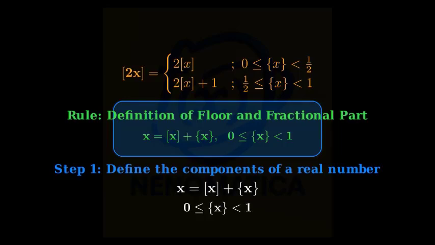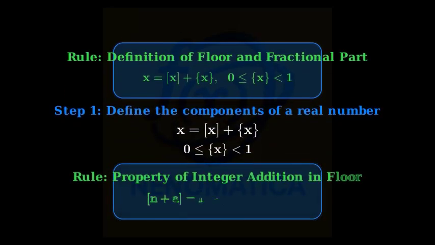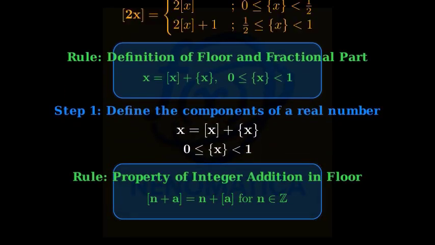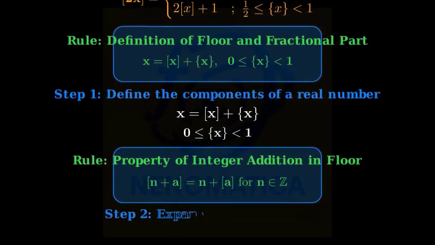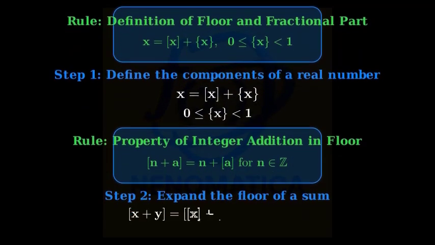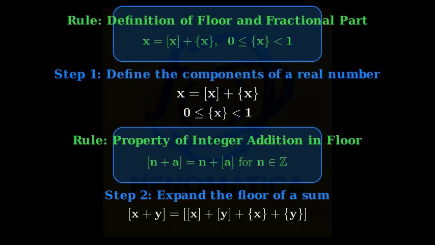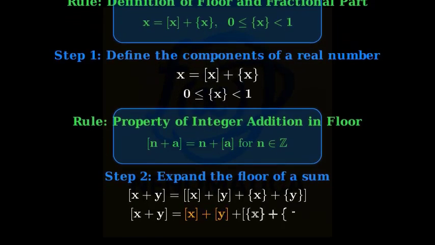fractional part. Step 2. Use the property that adding an integer inside a floor can be pulled out. Show the step title. Then expand the floor of a sum by decomposing both numbers into integer and fractional parts. Next, slide the integers out.